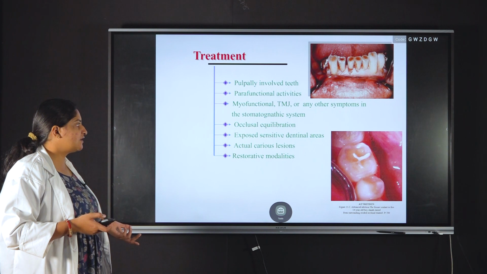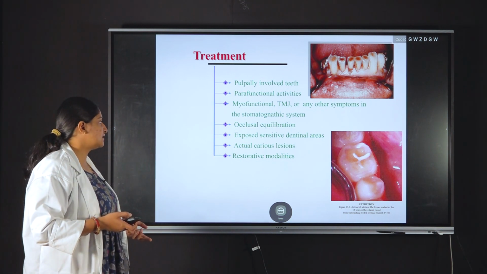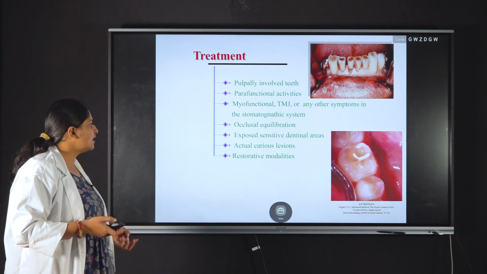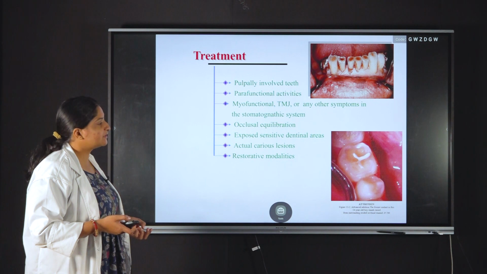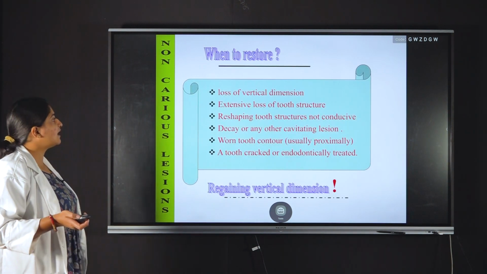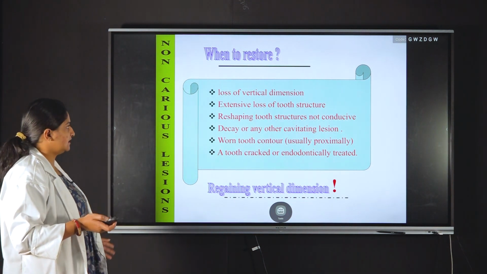Occlusal equilibration can be done by setting the bite right. Exposed sensitive dentinal areas can be treated with a dentin conditioner, which can be sufficient. And actual carious lesions can be treated with restorative materials. And coming to when do you actually think that it can be restorable?